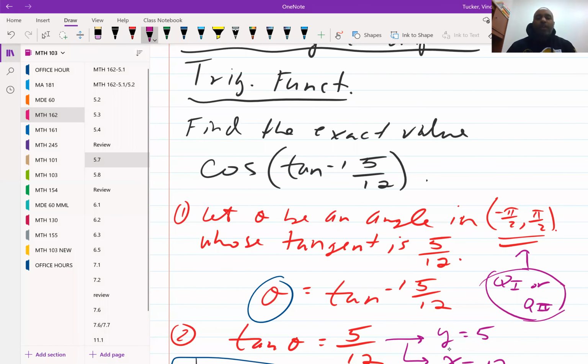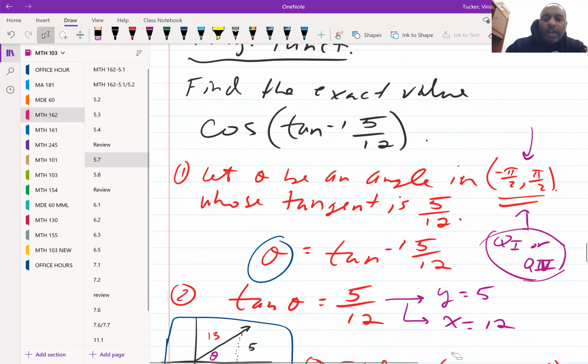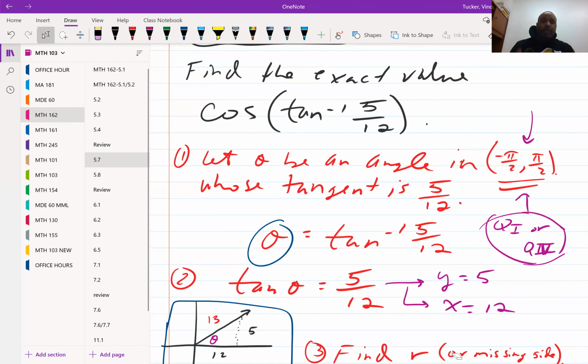So theta is going to be equal to tan inverse 5/12. Also, just noting that negative pi over 2 to pi over 2 is either quadrant 1 or quadrant 4. Let me write that a little better. So it's either quadrant 1 or quadrant 4. Remember, that's over here. All right. So now we can bring that tan over, and that's going to be tan theta equal to 5/12.